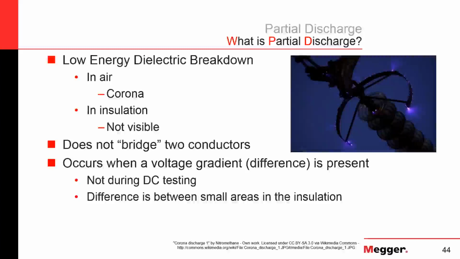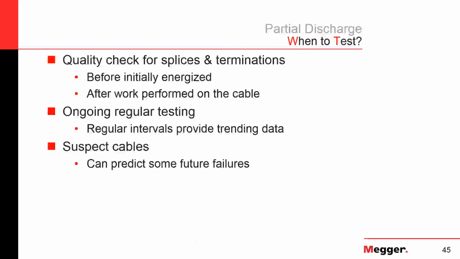And it occurs when a voltage gradient is present, some difference between the edges of the void. So it really doesn't occur during DC testing, and it occurs in small areas in the insulation.